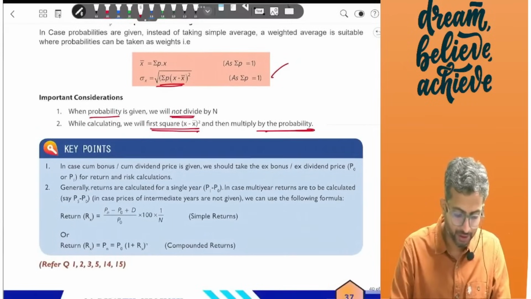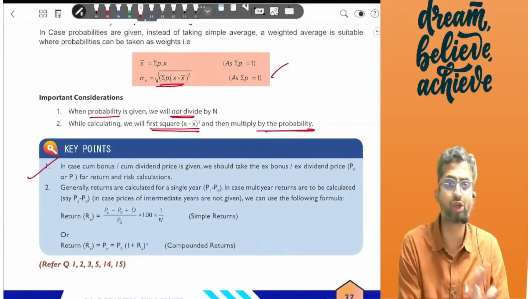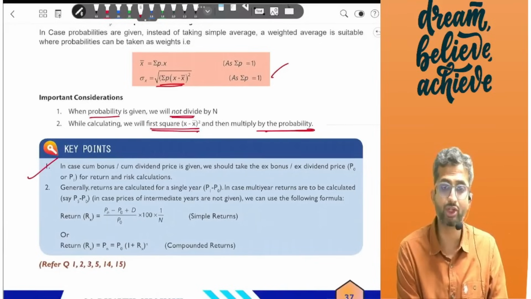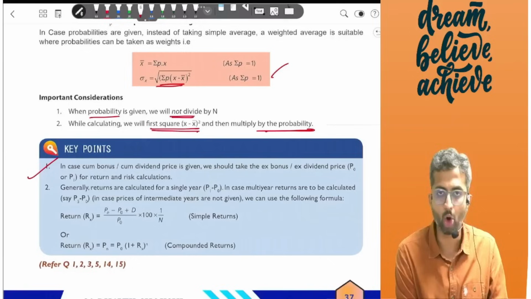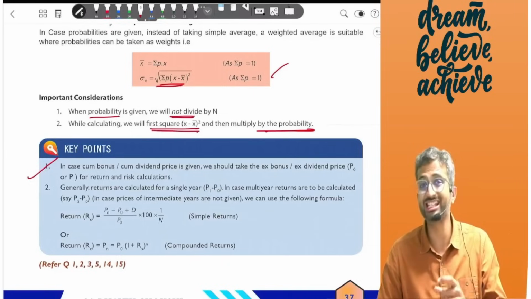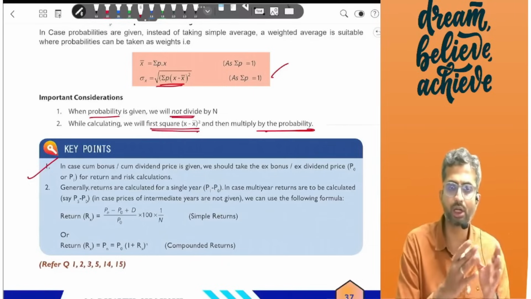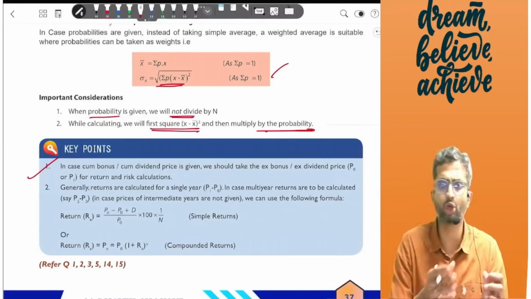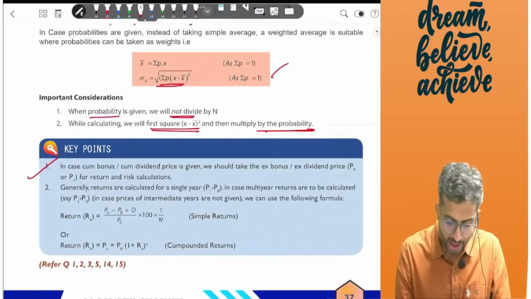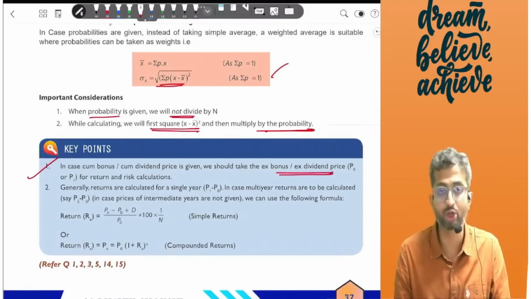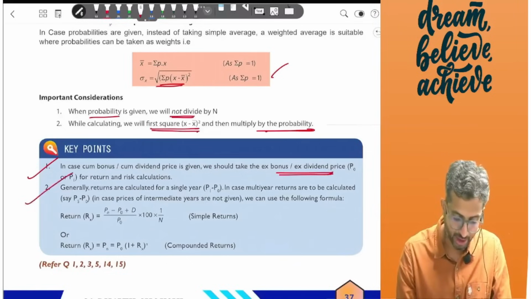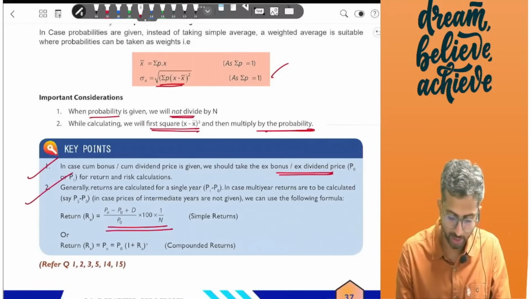Now, a couple of special key points which are specific to a few questions. In case you have been given prices which are cum dividend or cum bonus, then you will take the price for the return calculation as ex prices. So usually the cum bonus price minus the bonus element, or the cum dividend price minus the dividend element, will give you the ex dividend price. So over here we should take the ex price because that is the true price of the security for the return calculation.